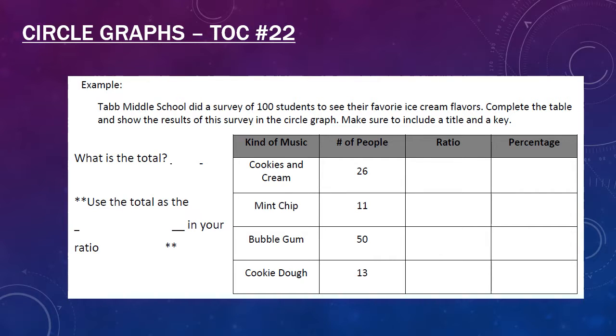Your first job is to find that total. It says it in the problem. I don't have to do any math. They surveyed 100 students, so my total, ding, ding, ding, is 100. Of course, for this example, we're going to make it easy.